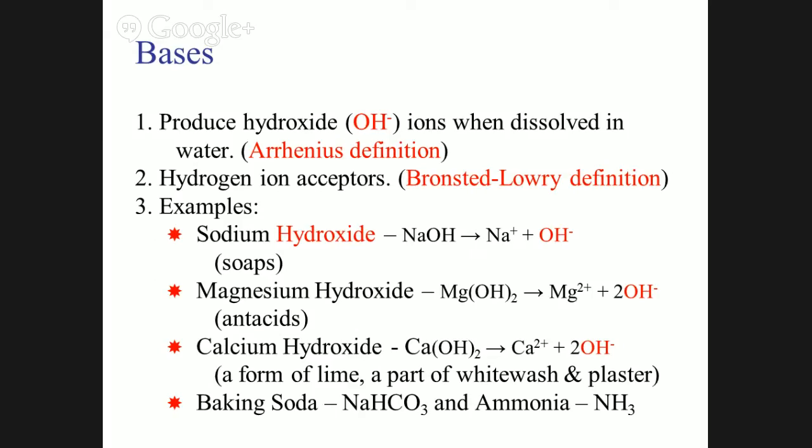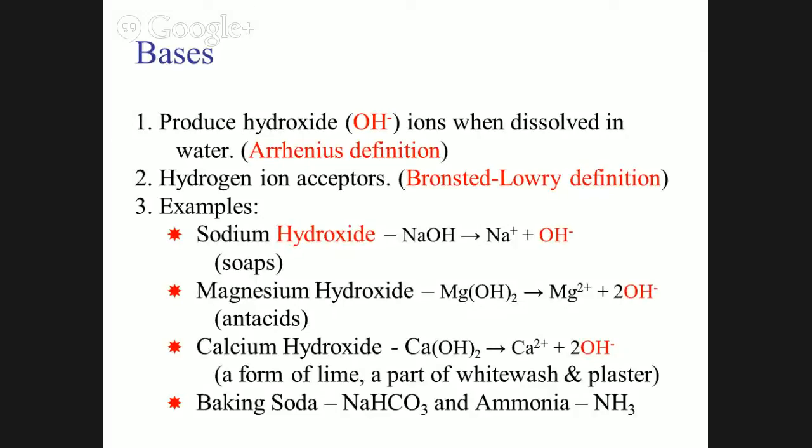Bases. With acids, we had one definition, anything that produces hydrogen ions. With bases, we really have two definitions. The first one, they produce hydroxide ions, OH- ions, when dissolved in water. This is the Arrhenius definition. This was the original definition, if you will, for bases.